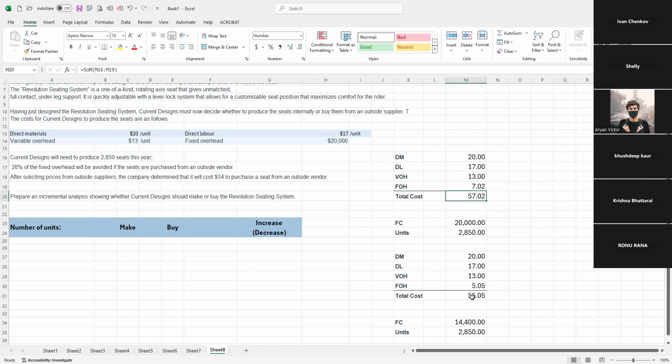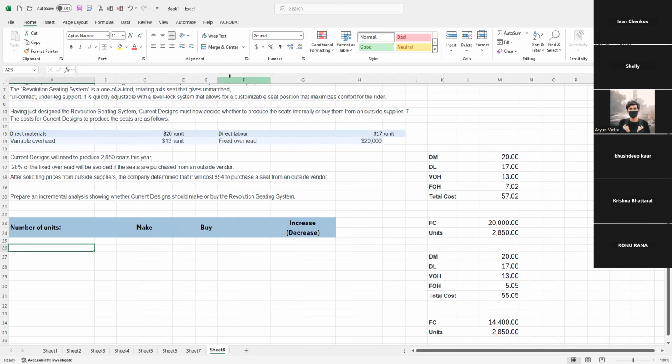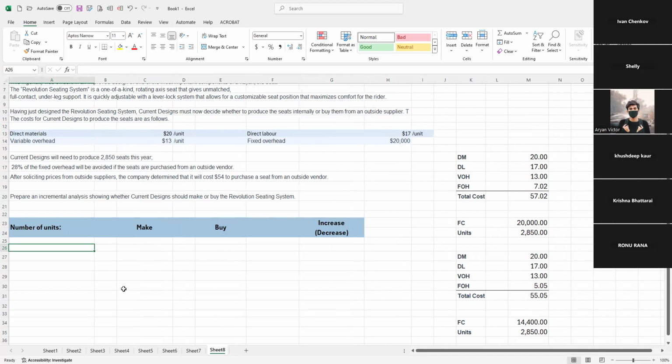Does it cost me more to produce it than purchase it? Can you see it? Yes, Professor. So let's go and put the numbers here now. Let's start doing the numbers. Now we have the numbers.